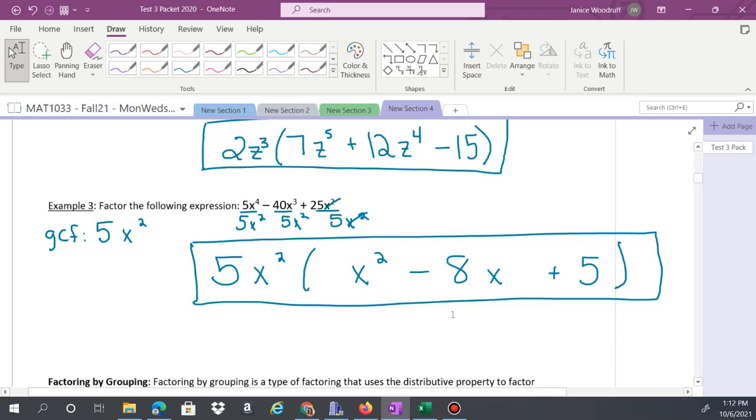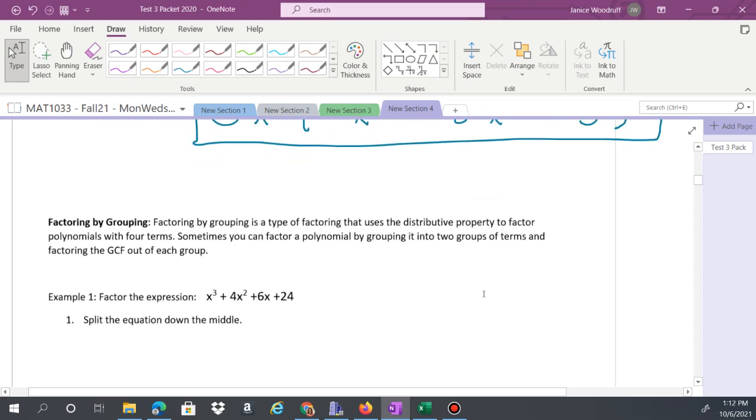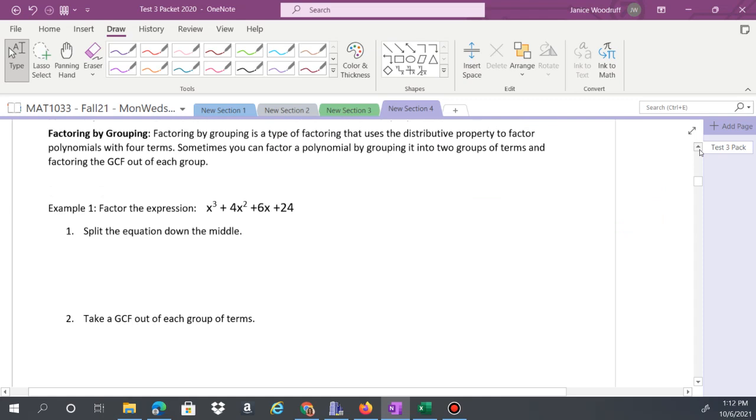All right, the next type of factoring we have is factoring by grouping. Factoring by grouping is a type of factoring that uses the distributive property for polynomials with 4 terms. So if you see 4 terms, you're going to go to this method. Okay, 4 terms. Sometimes you can factor by grouping into 2 groups of terms and then taking a GCF out of each group. So here's our example that we're going to go over the steps with.